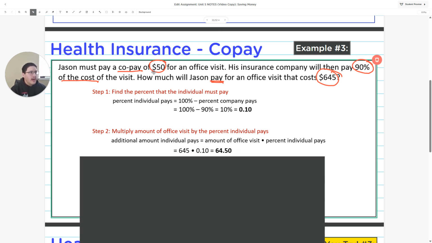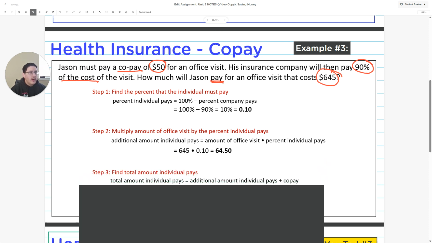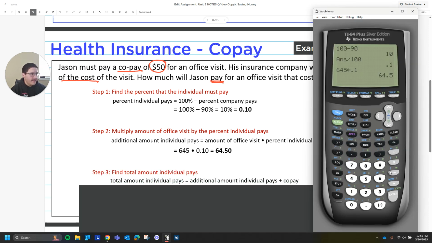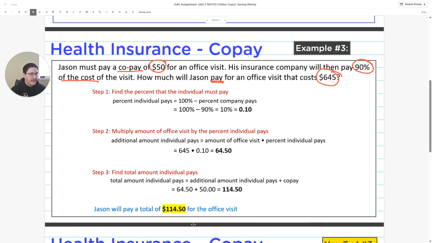Now, from here, we want to figure out what Jason will pay in total, because there's another thing that we haven't put into our calculations yet, and that's the $50 copay. So $64.50 he will pay for the office visit plus the copay. So in total, I'm going to add $50 to this. In total, he will pay $114.50 for this office visit with copay.